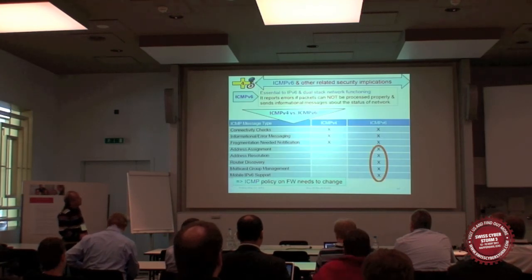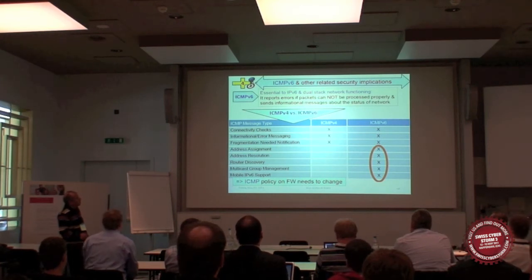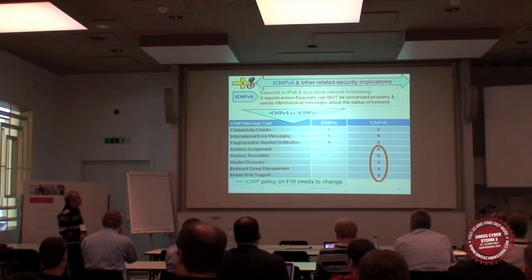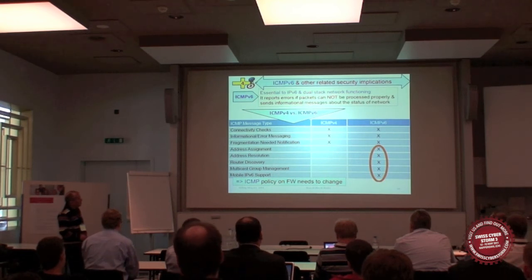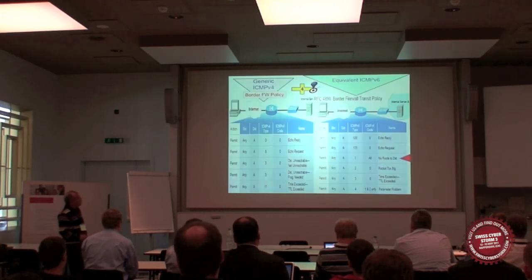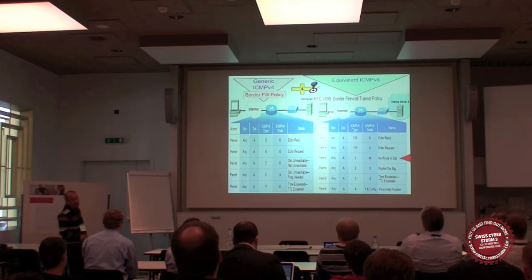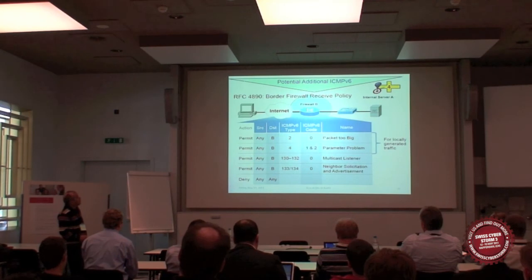Also, ICMP and other related security implications are very essential for IPv6. This is the Internet Control Message Protocol. This is a comparison between V4 and V6. The ICMP policy on the firewall needs to change. Let's see how. You see here, for example, this is the firewall policy for IPv4, and this is the new equivalent for version 6. You have no route to destination. You don't permit this just blindly.